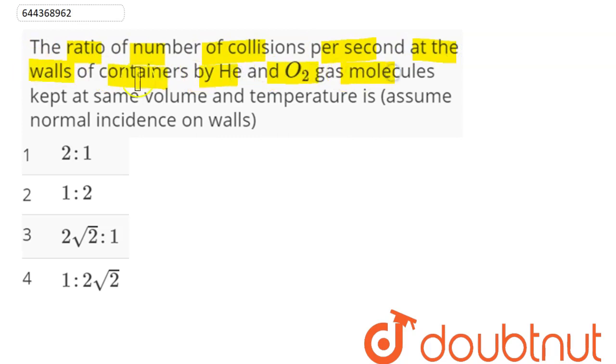Question: the ratio of the number of collisions per second at the walls of the container by helium and oxygen gas molecules kept at the same volume and temperature is... Assume normal incidence on the walls.